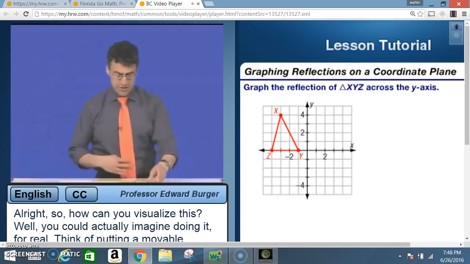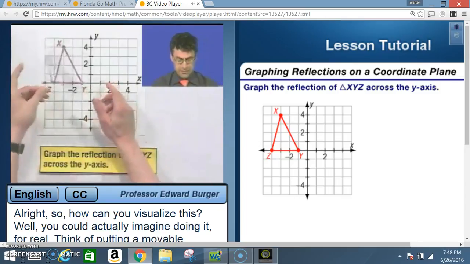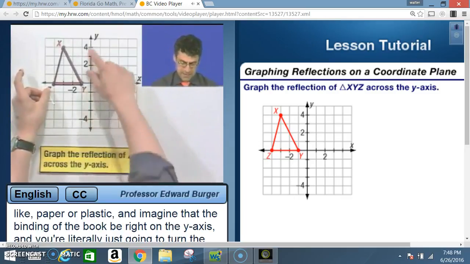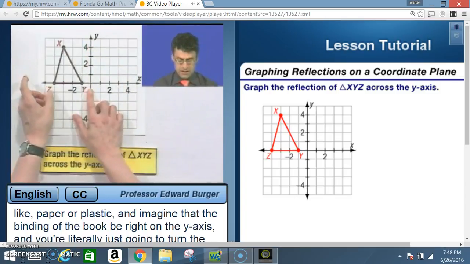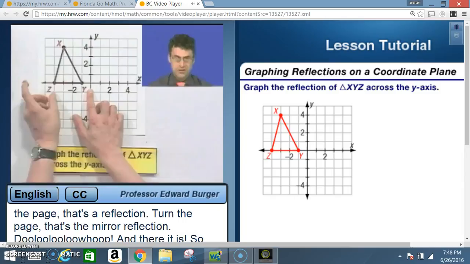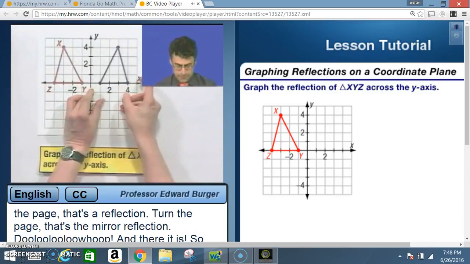All right, so how can you visualize this? Well, you could actually imagine doing it for real. Think of putting a movable triangle here on a sheet of paper or plastic, and imagine the binding of the book is right on the y-axis, and you're literally going to just turn the page. Turn the page, that's a reflection. Turn the page, that's the mirror reflection. And there it is.